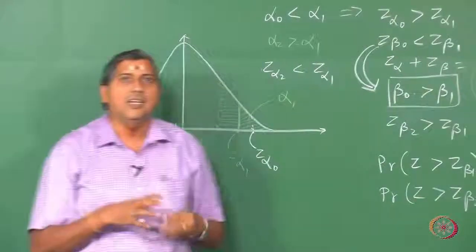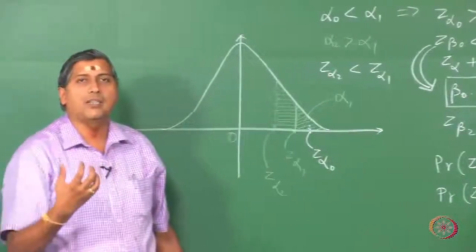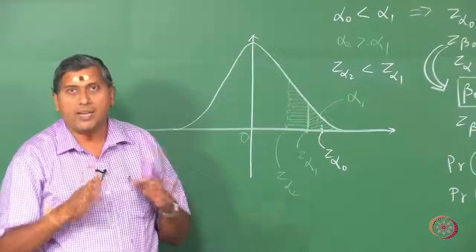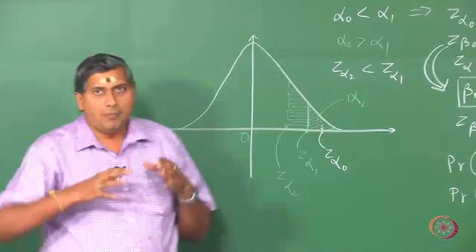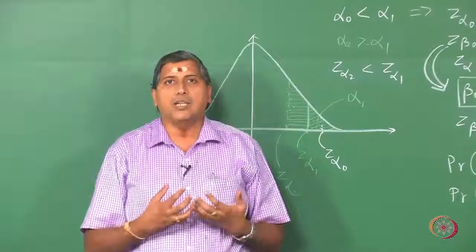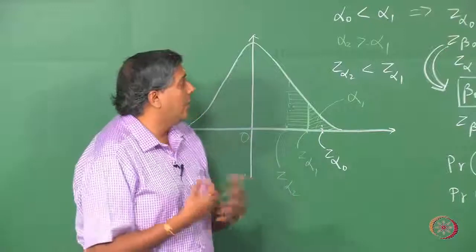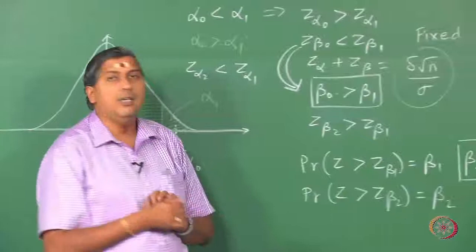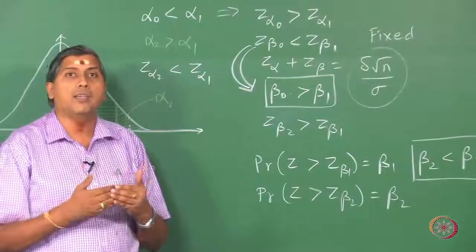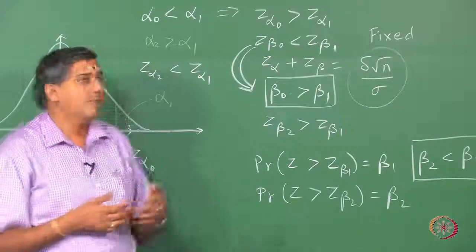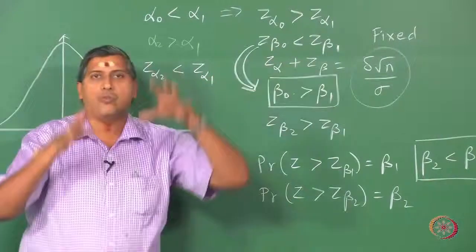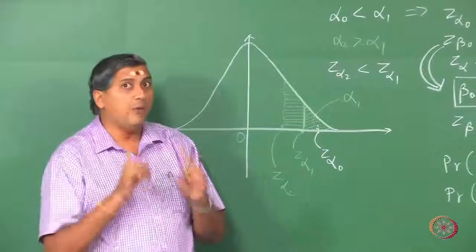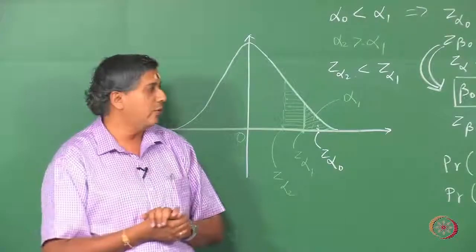This is exactly the kind of water bed effect between alpha and beta. It is not that alpha plus beta equals 1, as I have said earlier, but there is a relation in terms of Z alpha and Z beta. If you are looking at the relation between alpha and beta, you do not have that, but you have a relation between the corresponding variates: Z alpha plus Z beta is fixed. So, if you try to reduce one, the other shoots up and vice versa, for a fixed delta, n and sigma. That is what you should remember.